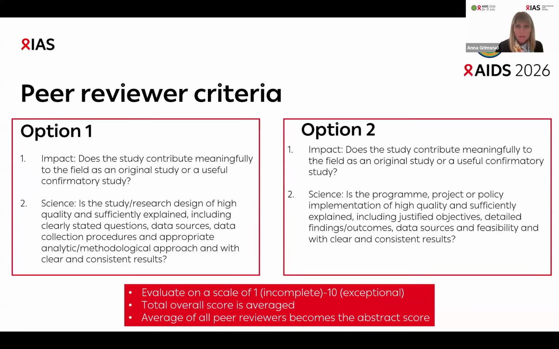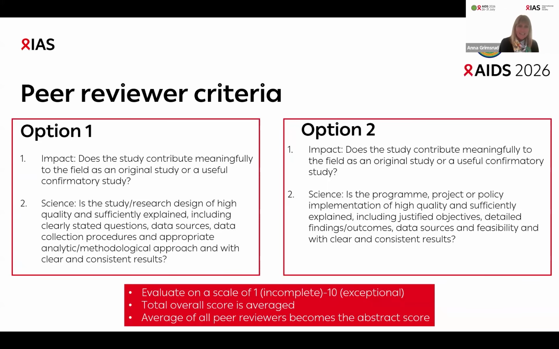Similarly, for option 2, they look at impact and science, but they have slightly different questions. So on impact, it's, does the study meaningfully contribute as an original study or a useful confirmatory study? That's the same as the other side. But on the science, it's, is the program, project, or policy implementation of high quality and sufficiently explained? And so these are what they'll look at in option 2. And again, the abstract reviewers will give it a score of 1 through 10.